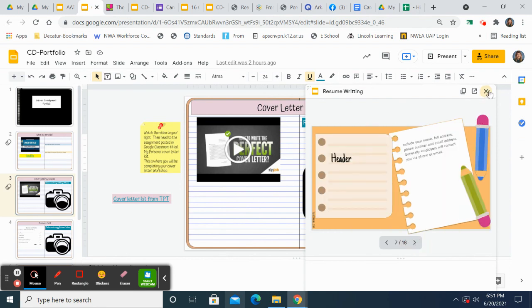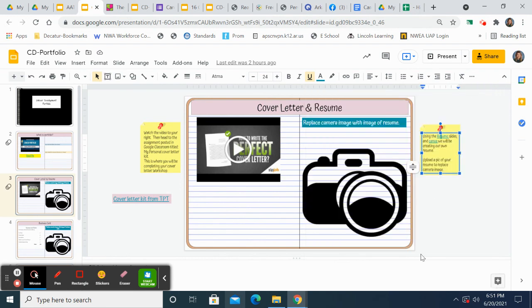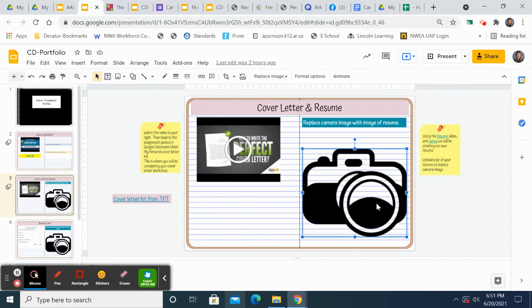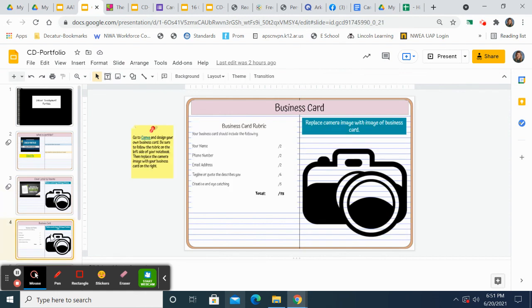So you can look through that on your own. And then I had them just replace this camera picture with an actual JPEG of their resume. Then I have them make a business card using Canva. I give them a rubric so they know exactly what they should include. And then they replace the camera with a business card as well.